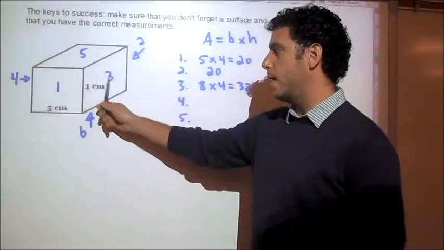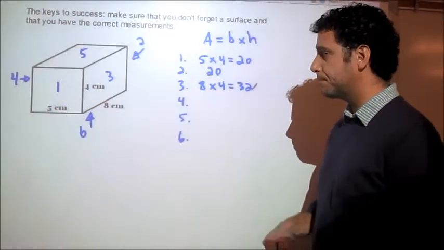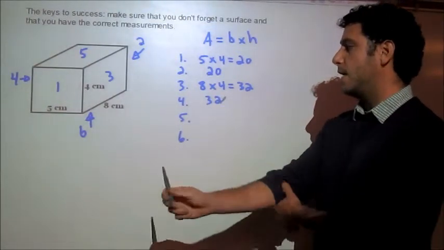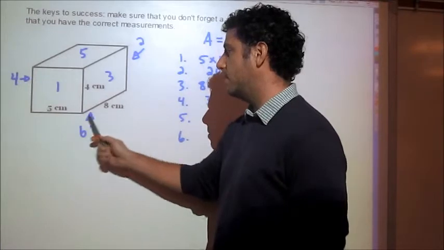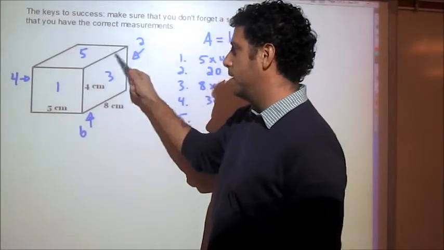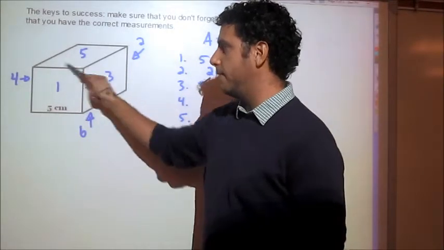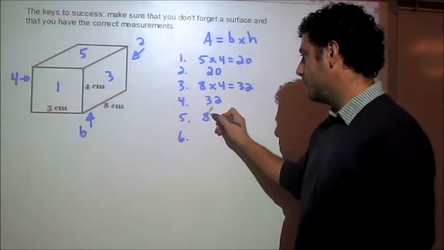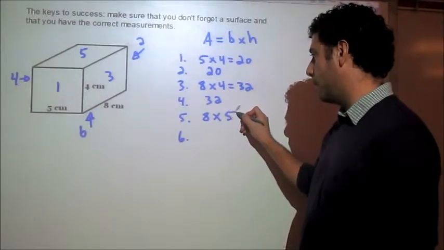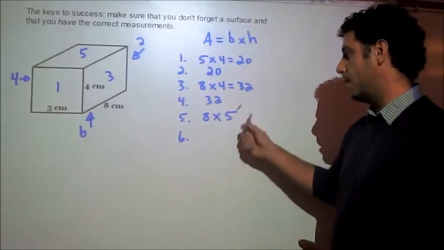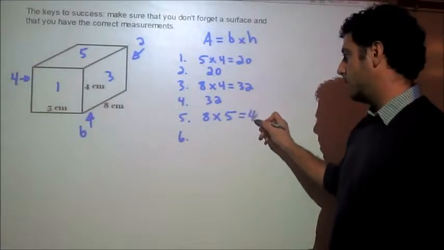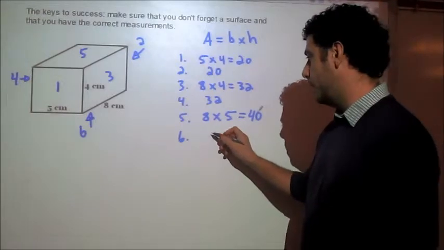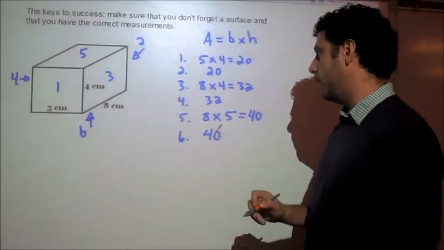And I know that the right and left side are congruent, so they're going to have the same areas. And the fifth side has a base of 8 and a height of 5, okay? Really, the 2 dimensions, it doesn't matter what order they're in, as long as you multiply them. Remember the commutative property. It doesn't matter which one's on which side, the answer is going to be the same. So that's going to equal 40. And I know that the bottom is going to have the same dimensions as the top, so it's going to have an area of 40 as well.